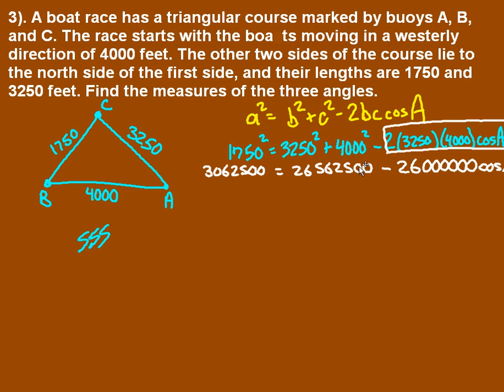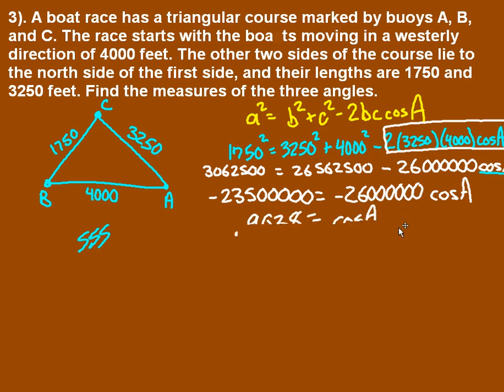Okay, when I simplify, to get cosine of A by itself, I need to subtract this guy to the other side. So when I subtract to the other side, my result is negative 2.35 million. I get negative 26 million on this side, and I should have said it should have been 23 million, and 26 million on this side. To get cosine A by itself, I'll divide both sides by that negative 26 million, get 0.9038. And then to solve and get angle A, I take the inverse cosine of both sides to get 25.3 degrees. So that means this right here was 25.3 degrees.